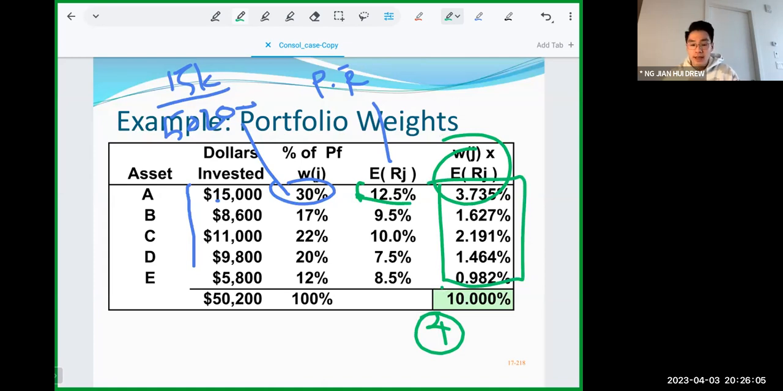Maybe I'll just pause here. Any questions regarding how we calculate portfolio expected returns? We are good. I guess no questions.